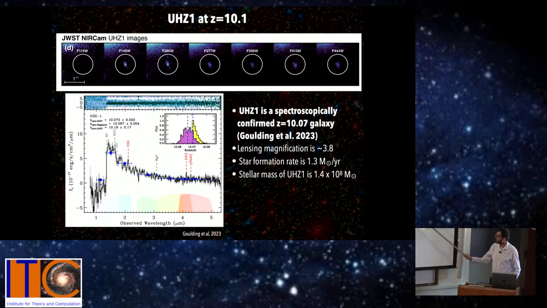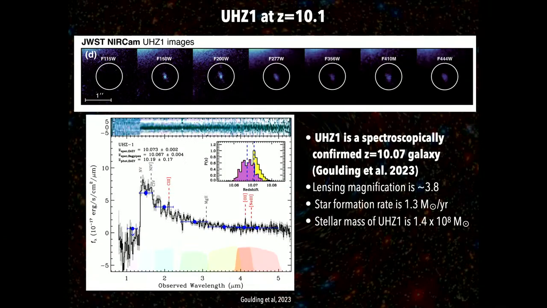The lensing magnification at the location is 3.8, so it is very important that this galaxy is highly magnified. Without this high lensing magnification, we wouldn't have seen the X-ray AGN in the Chandra data. The star formation rate is 1.3 solar masses, plus or minus roughly 30% uncertainty, and the stellar mass, as I said, is roughly 10 to the 8 solar masses.